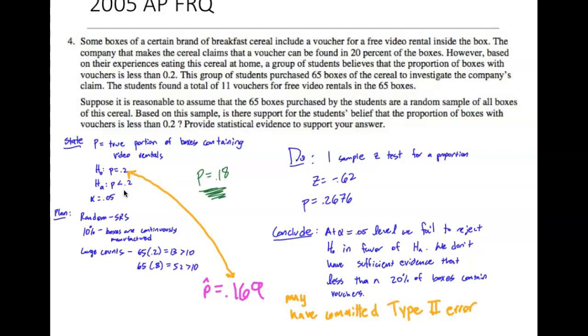It's not super likely, and that's because the effect size is so small, right? 18 is not very far from 20. So it's going to be really hard to get a sample that helps us prove that this is true. Like we said, we got a sample where only 16.9% had vouchers in them, but we still didn't reject the null hypothesis in that case, right?